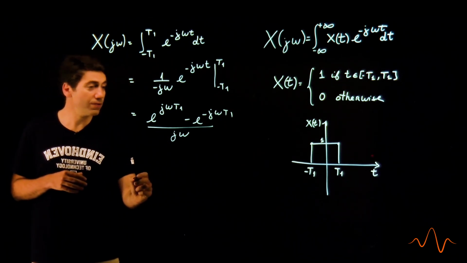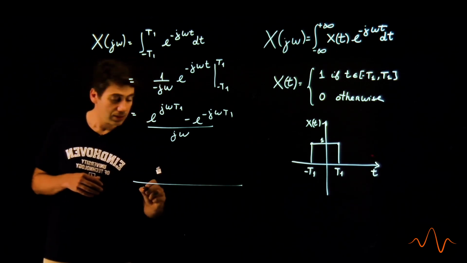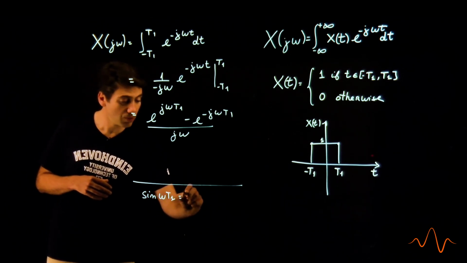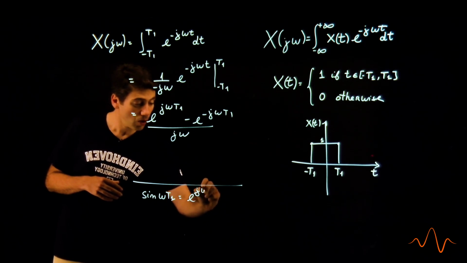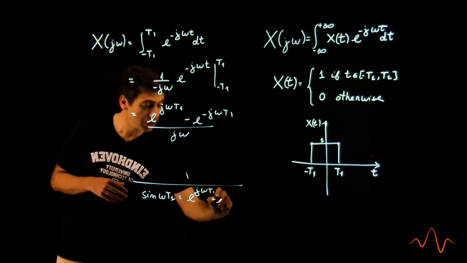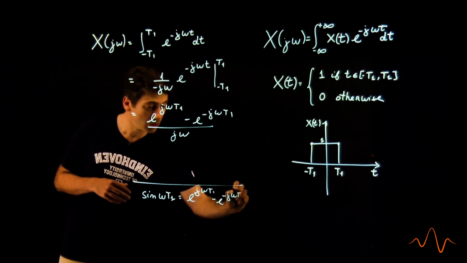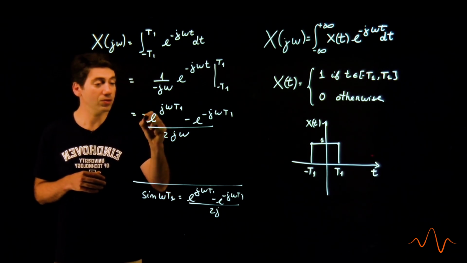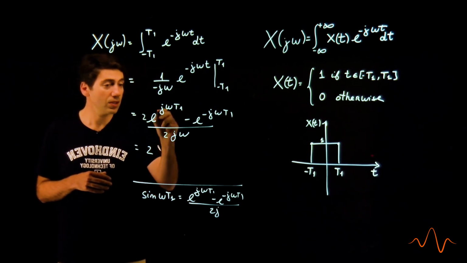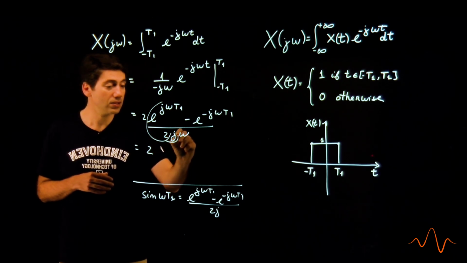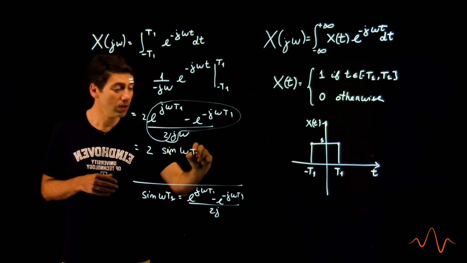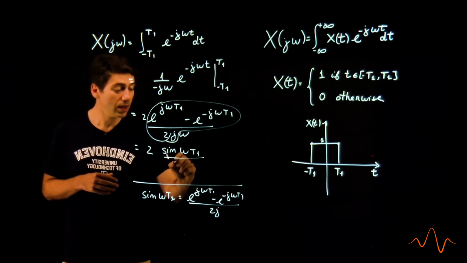Now, I'm just simply going to use the fact that sine of omega T1 is nothing more than e to the power of j omega T1 minus e to the power of minus j omega T1 over 2j. So if I multiply by 2 here and by 2 here, I get 2 times sine omega T1 over omega.